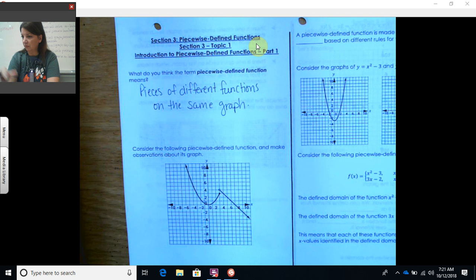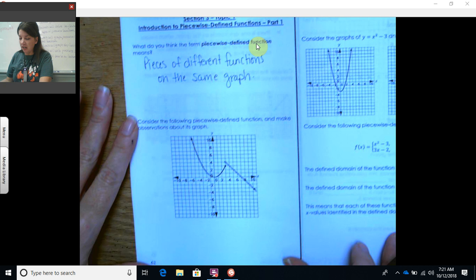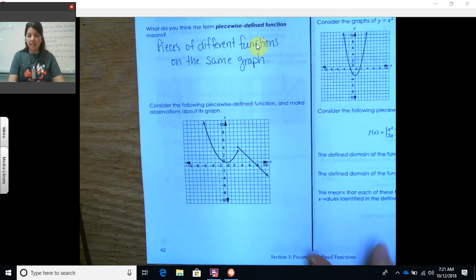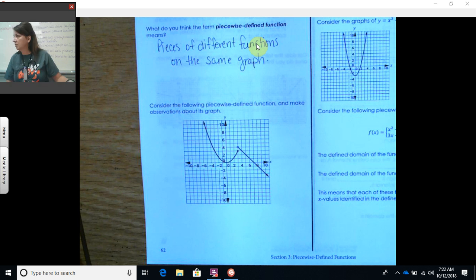Consider the following piecewise defined function, and make observations about the graph. Can anybody tell me something they noticed about the graph? Make an observation. Don't be afraid to talk just because I'm recording it. Yes? Say it again. I can't hear you.